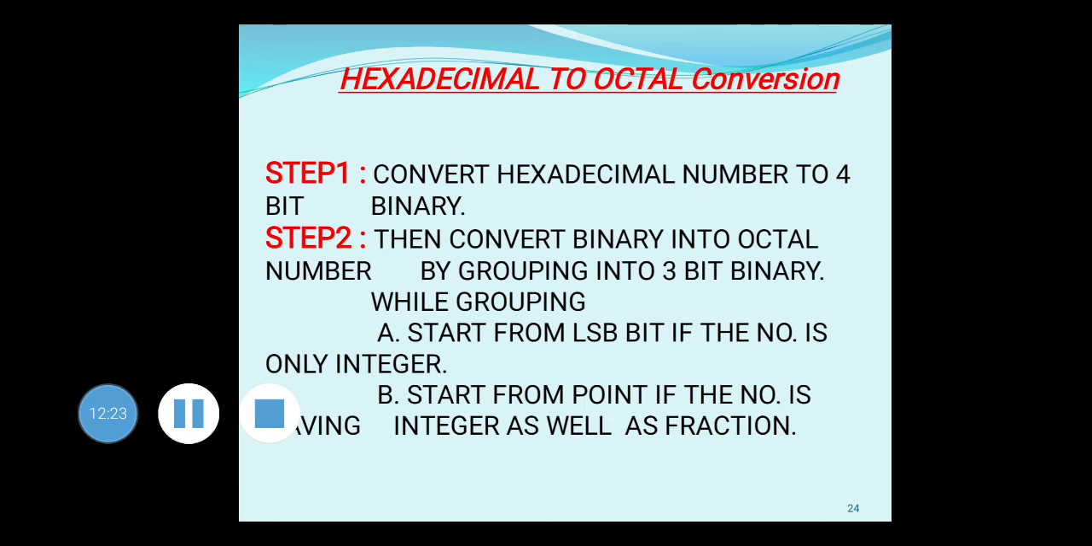So step 1, whatever hexadecimal number is given, substitute each digit with its 4-bit binary. Every digit you are going to substitute with 4-bit binary, and after you get that binary, group that binary number into 3 bits and represent each 3-bit binary with its octal number. You would be able to understand when we solve the example as shown in the next slide.